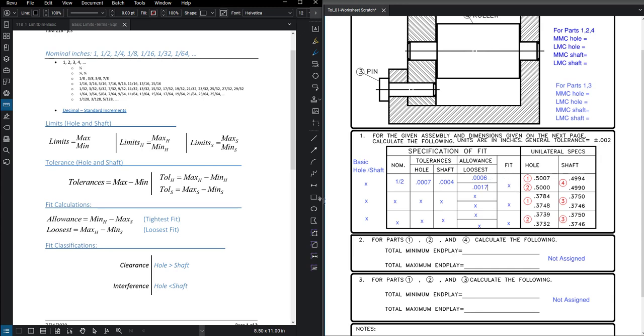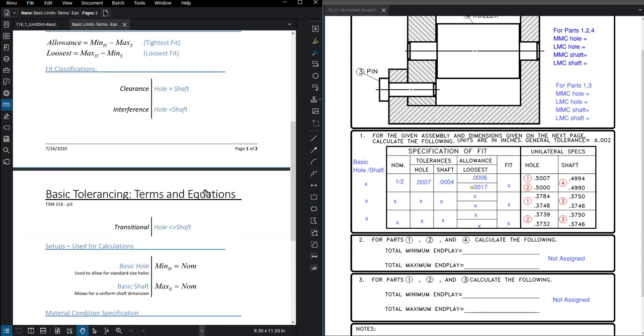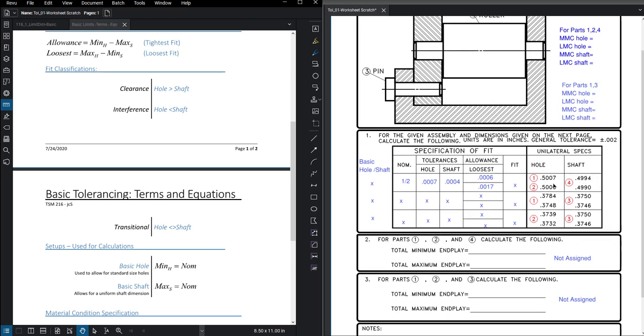Now, the fit of these parts is usually one of three cases: clearance, interference, or transition. The cases being, if it's clearance, the hole is always bigger than the shaft. If it's interference, the hole is always smaller than the shaft. And if it's a transitional fit, there's some overlap. So let's look over here at the dimensions and notice that both hole limits are bigger than both of the shaft limits. So the hole is always bigger than the shaft. Clearance.